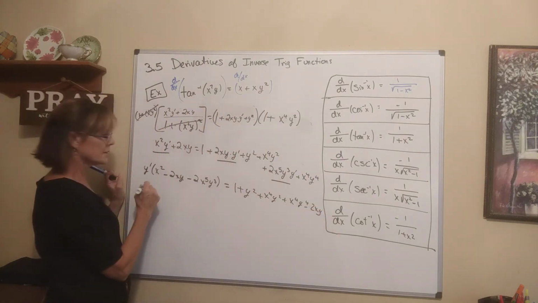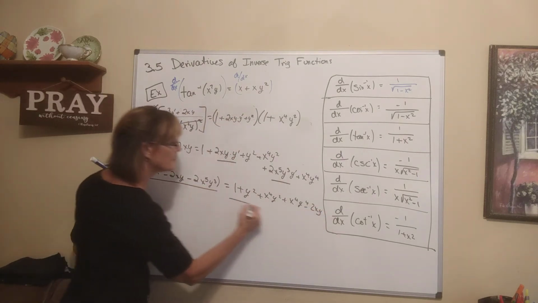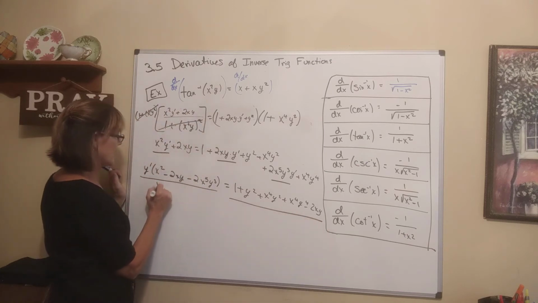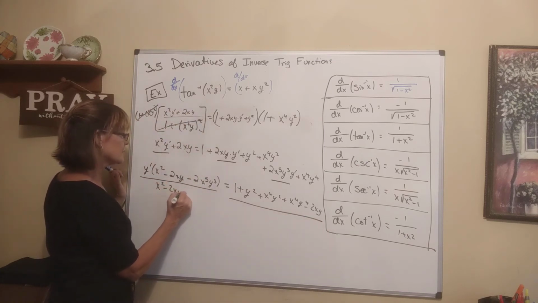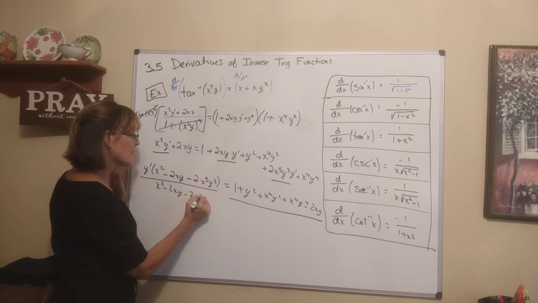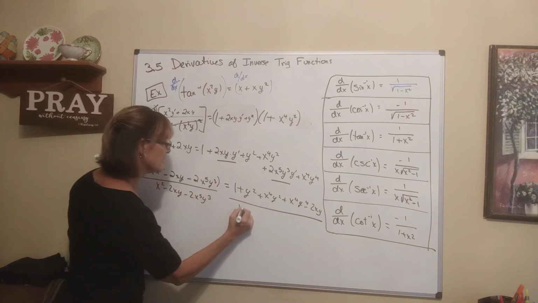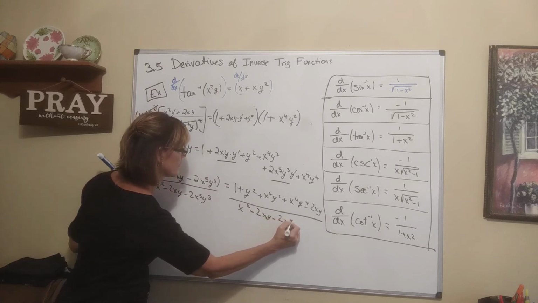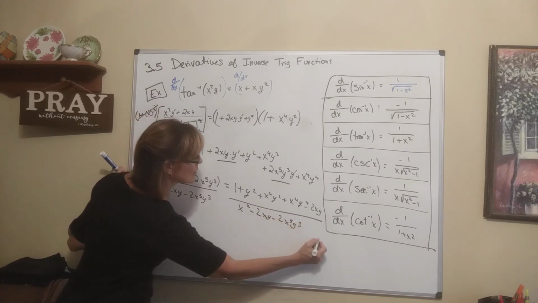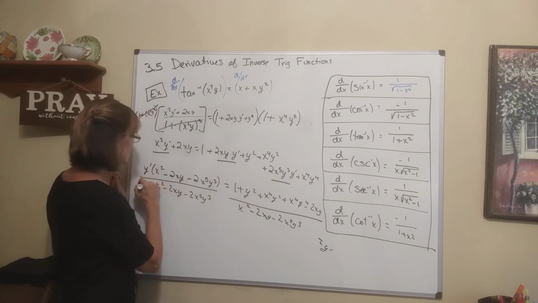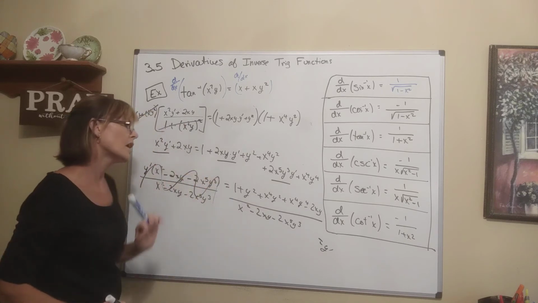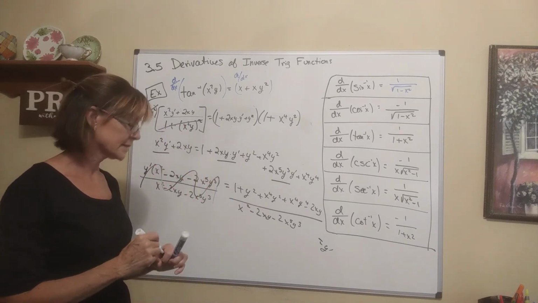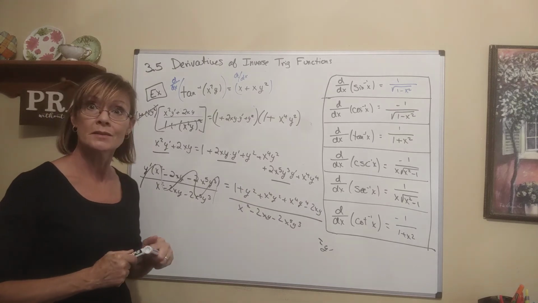2xy. To solve for y prime, I'm just going to divide both sides by x squared minus 2xy minus 2x to the fifth y cubed. So this is what y prime is. There was a little bit of calculus and a whole lot of algebra in that problem, and that is kind of how calculus goes sometimes.